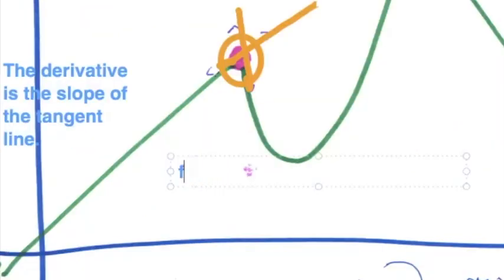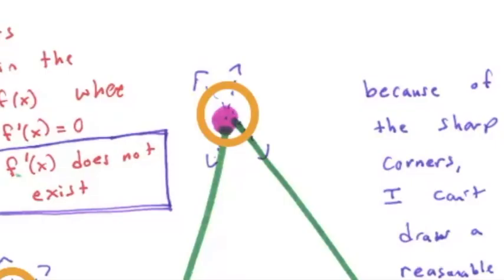So f prime of x does not exist at this point. It is not correct to say that f prime is 0 at this point, because 0 is an actual number. If you say that something is equal to 0, that means that it actually is equal to something. And then we have the same pattern here where we could not draw a single tangent line that would actually make sense. So we're looking at the slope of the tangent line being undefined.